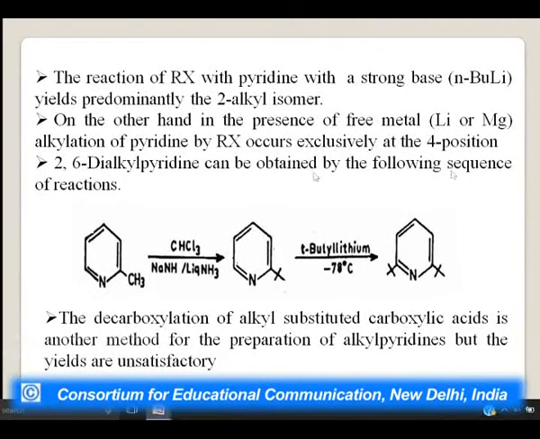2,6-dialkyl pyridine can be obtained by the following sequence. You can see how the reaction proceeds when it reacts with CHCl3 chloroform, NaNH2 in liquid ammonia, and further with tertiary butyl lithium, it will give you 2,6-dialkyl pyridine. The decarboxylation of alkyl substituted carboxylic acids is another method for the preparation of alkyl pyridines, but the yields are unsatisfactory. Now, 2-picoline is a liquid, boiling point 129.4 degrees Celsius.